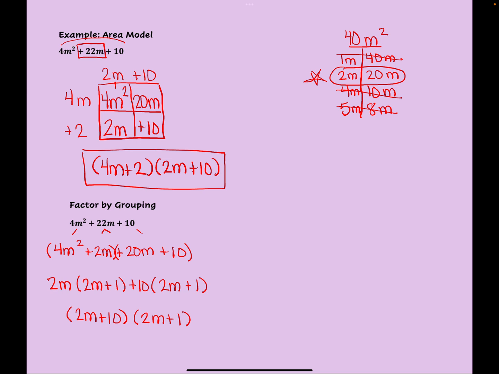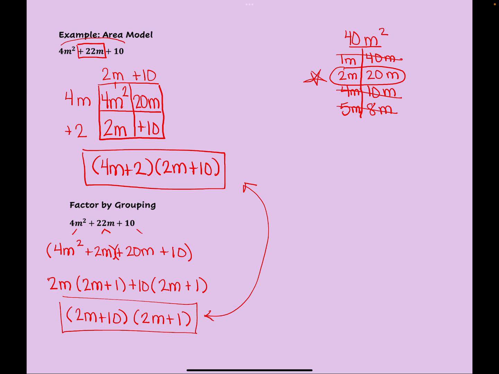See, but my problem comes when I'm looking at these two and I'm looking at this one. They should be exactly the same. So why are they not? So 2m plus 10 is in both of them. And then I have 2m plus 1. And I don't have 2m plus 1 on the other one. So I've got to look at that.